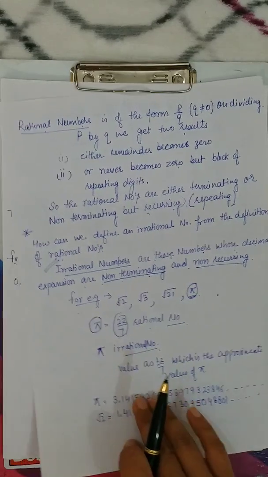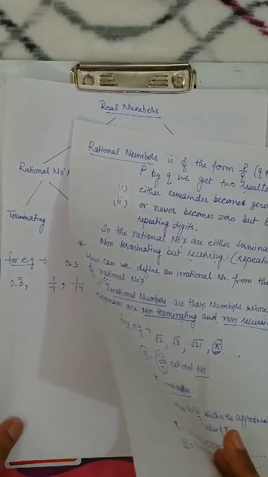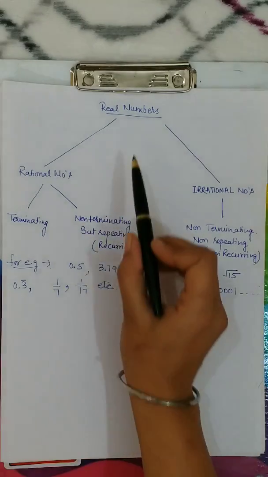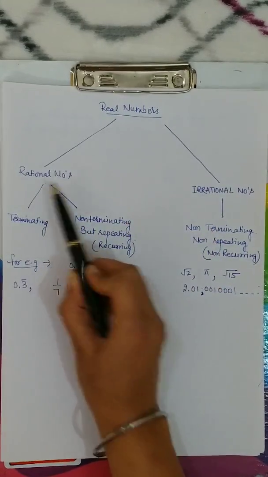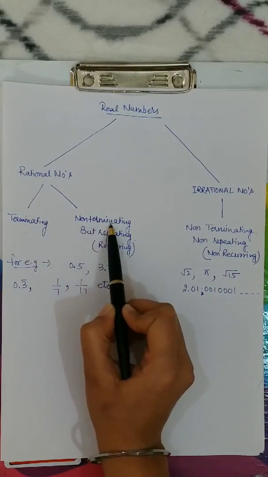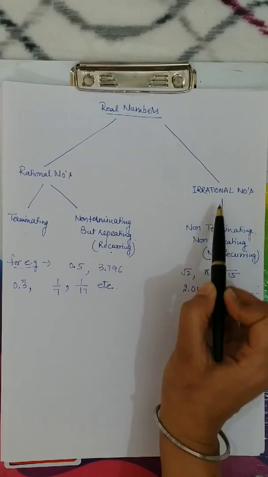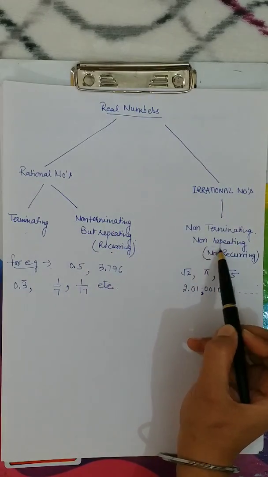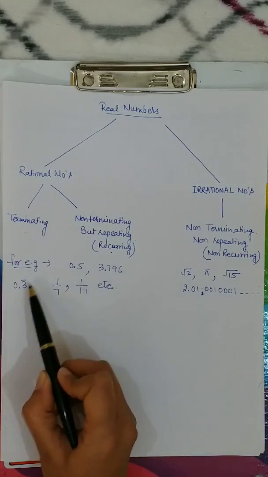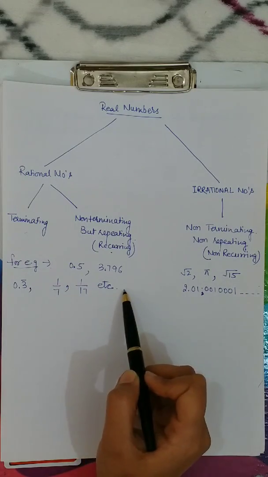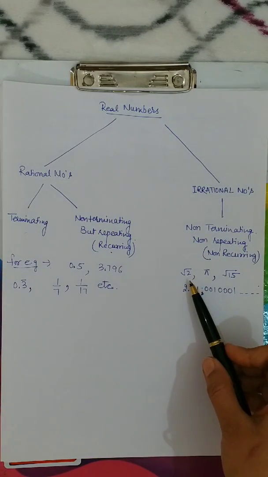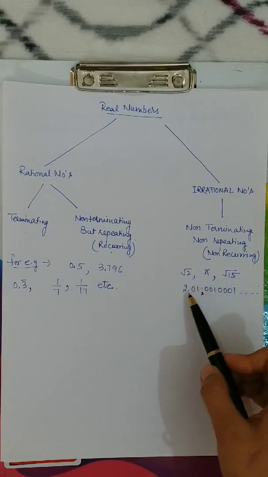Let's start exercise 1.3. So before that, we conclude our introduction: the real numbers are of two types, rational and irrational. Rational, which are terminating, or if non-terminating, then repeating. Irrational, which are non-terminating and non-repeating. For example, 0.5, 3.796, 0.3 bar, 1 by 7, 1 by 17, etc. They all are rational numbers. Irrational: root 2, pi, root 15, 2.01.